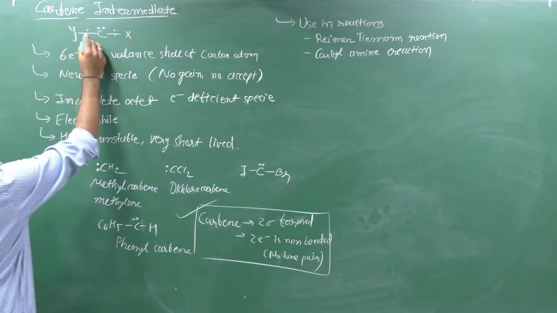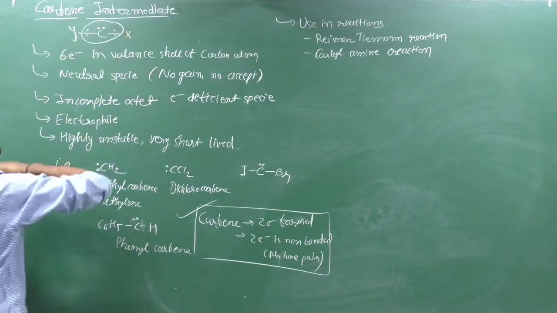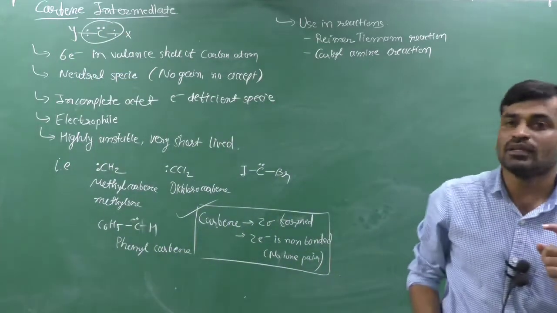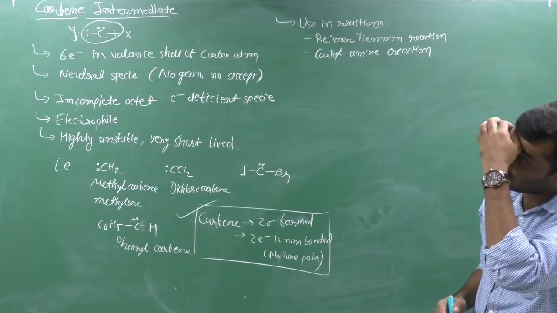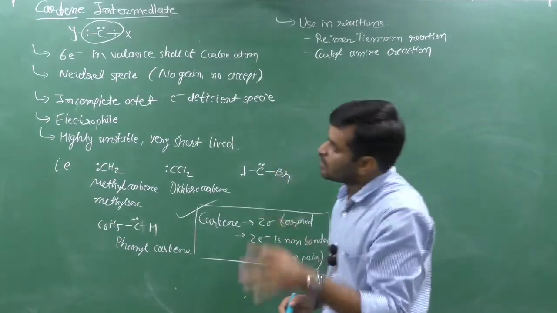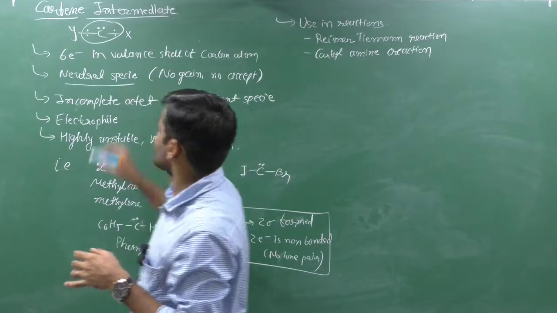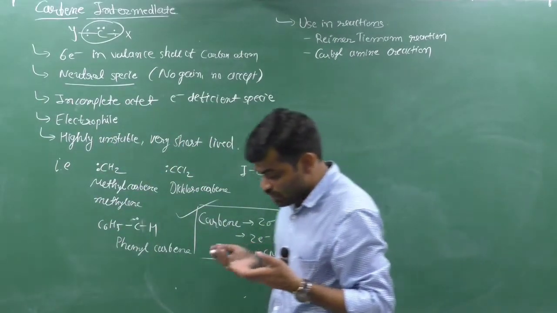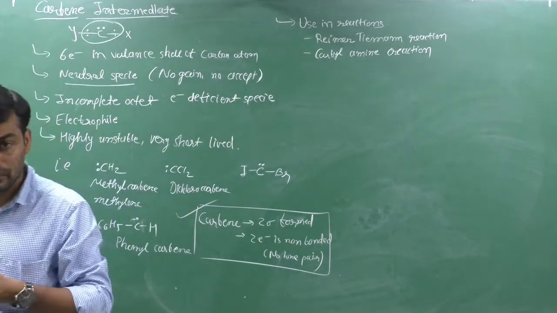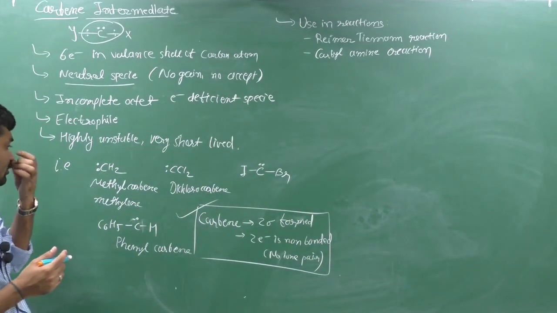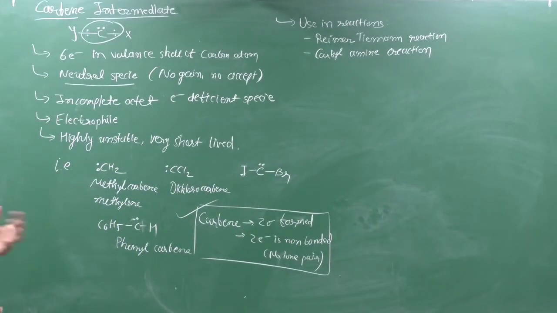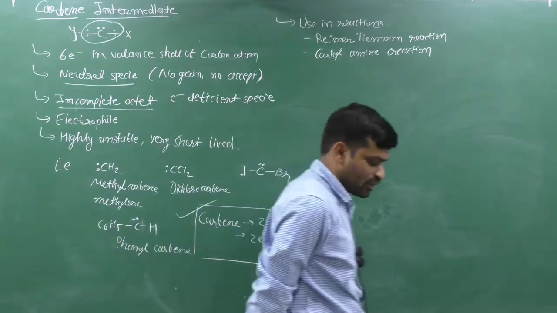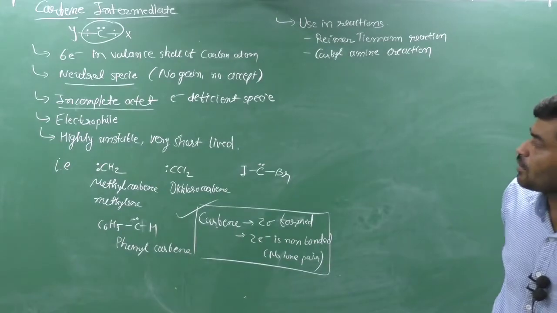First of all, a carbon atom can have 1, 2, 3, 4, 5 or 6 electrons in its valence shell. In a carbene, carbon has 6 electrons in its valence shell. Yes, no doubt it is a neutral species. There is no charge on carbene. Generally, it cannot gain or accept electrons. It is a neutral species, but it has an incomplete octet.